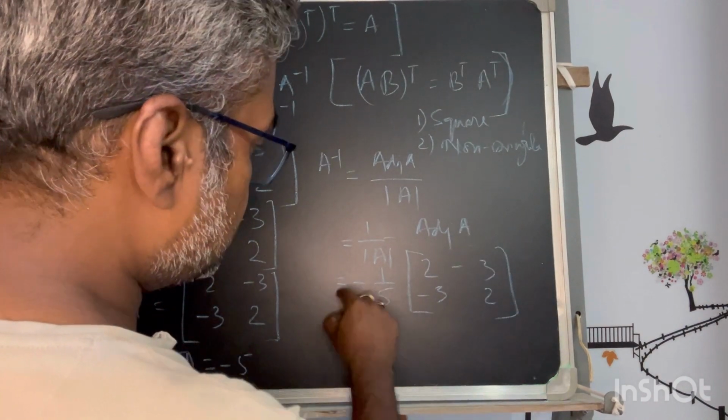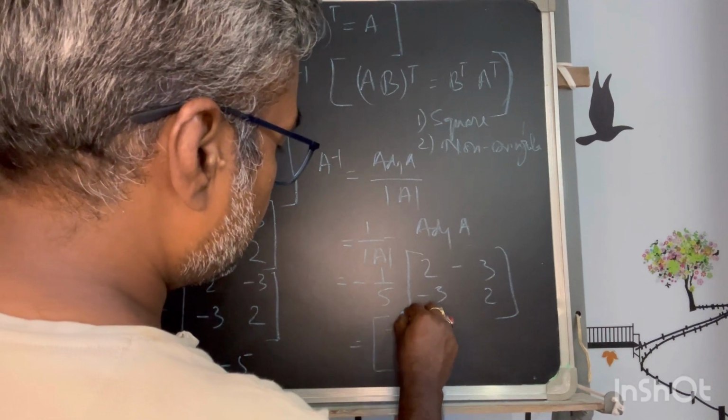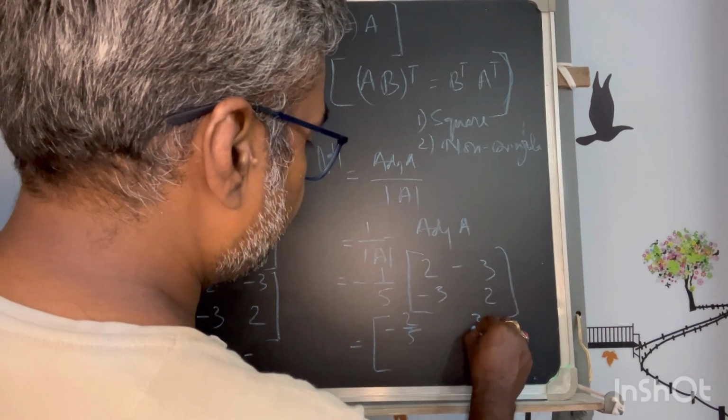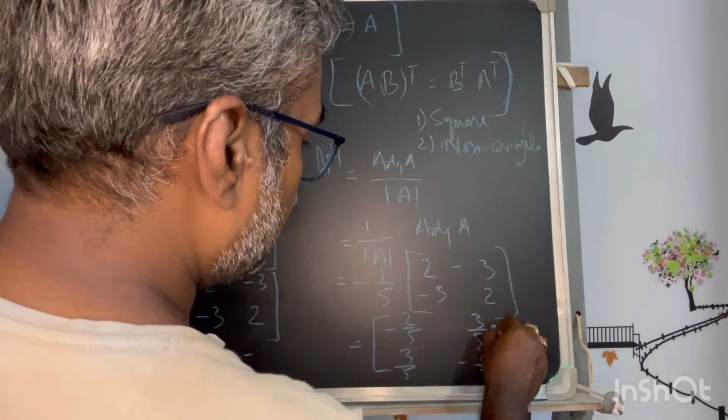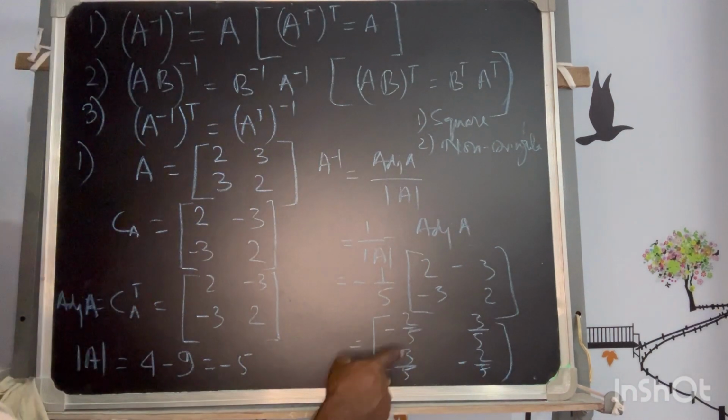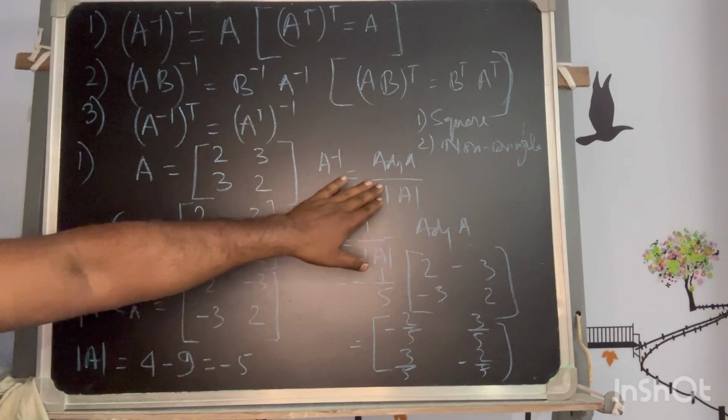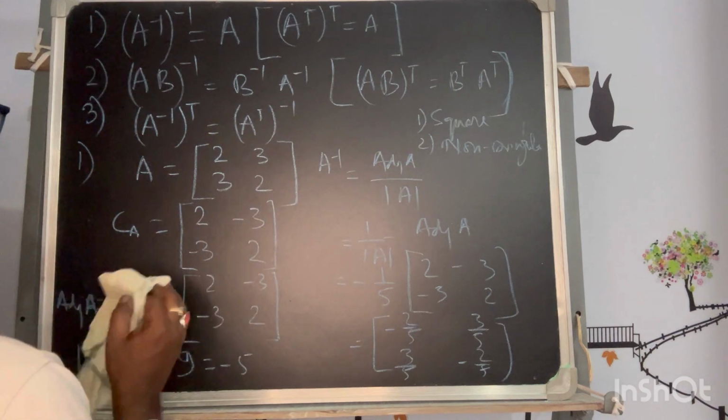So now adjust this inside: this will become 2 by 5, this will be 3 by 5, this will be 3 by 5, this will be minus 2 by 5. Okay, because the minus is adjusted there. So ultimately what do you find? A inverse is a value that I will put here.